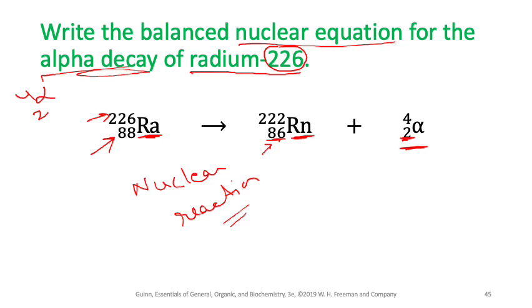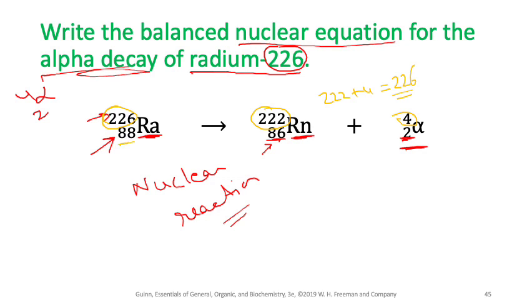Let's check whether the nuclear reaction is balanced or not. So how do you balance it? You have to see that the sum of the mass numbers is equal on both sides. What's the mass number on the left? 226. On the product side, what's the mass number? 222 from here plus 4 from here, so 222 plus 4 is 226. That means the mass number is balanced on both sides of the nuclear reaction.